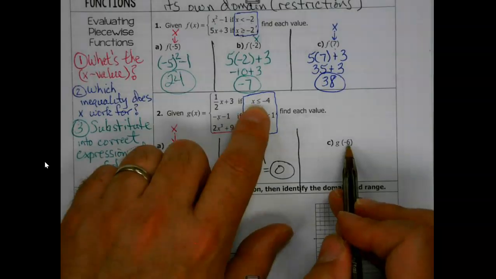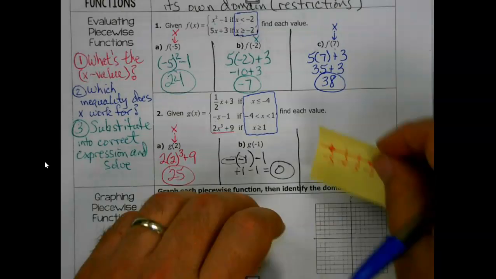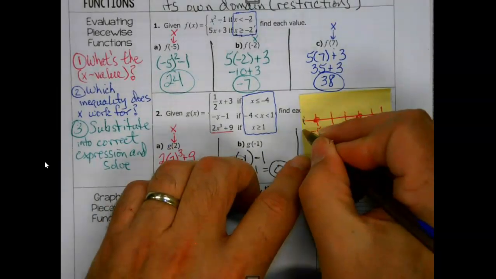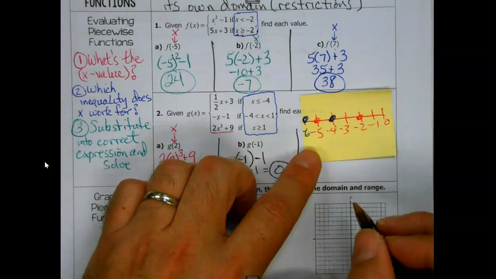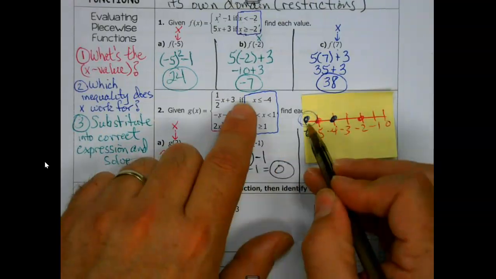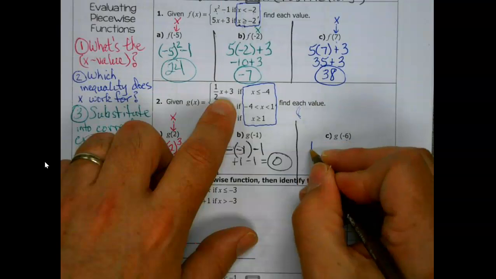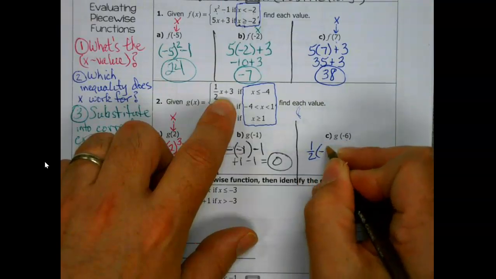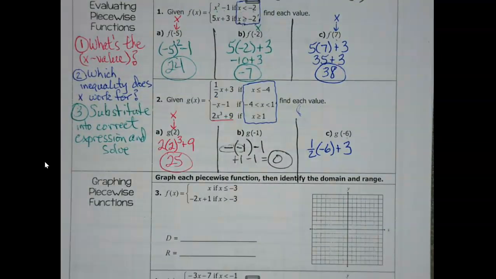Is -6 less than -4? Yeah, because let me pull this out again. So here's -6. Here's -4. Okay. The one on the left is less. -6 is less than -4. So that's how we're figuring out which one to plug in.